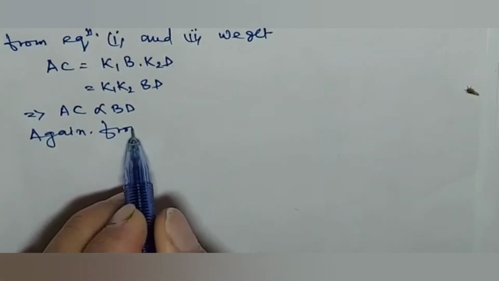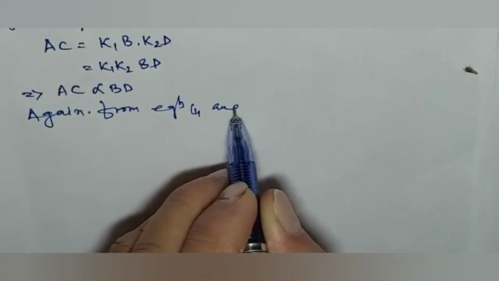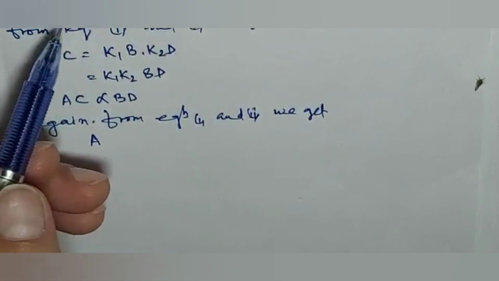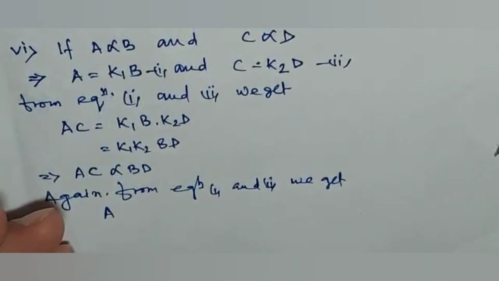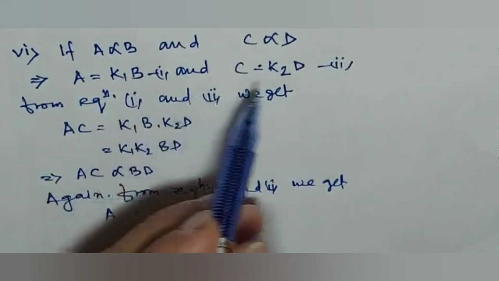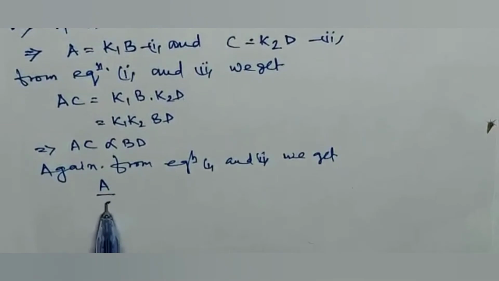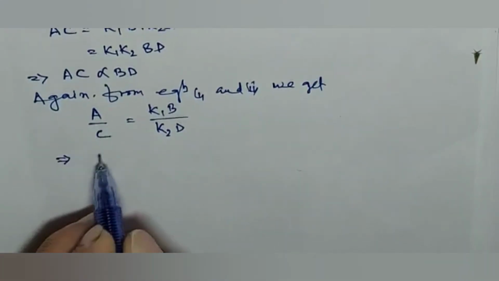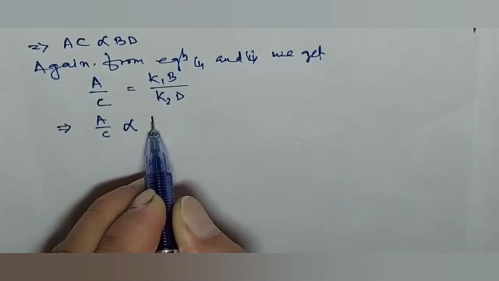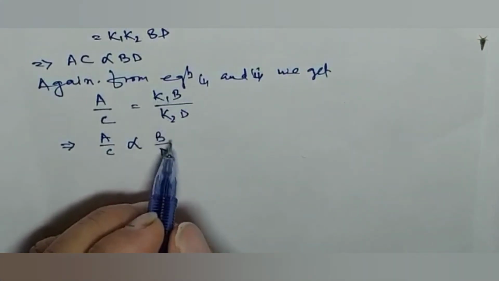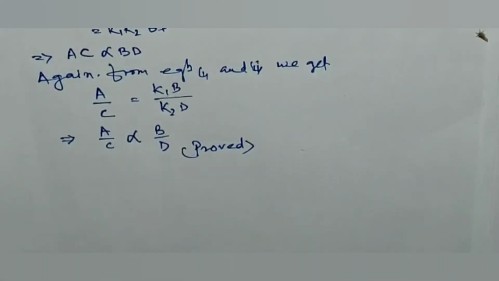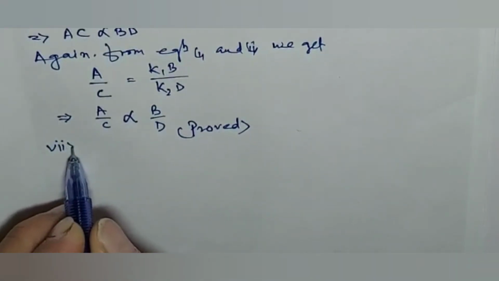Again, from equations 1 and 2, we divide A by C on the left hand side, and K1B divided by K2D on the right hand side. That is, A by C is equal to K1B by K2D. Then we can write A by C proportional to B by D, where K1 by K2 is a non-zero variation constant. So both are proved.